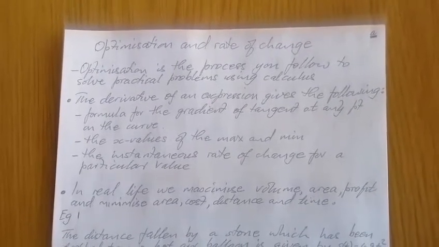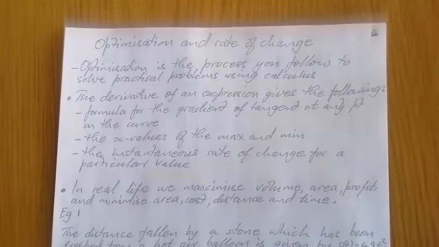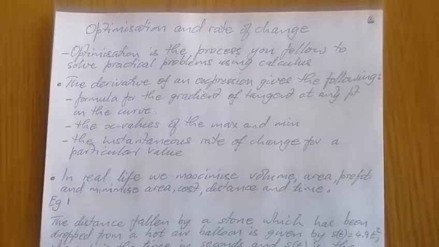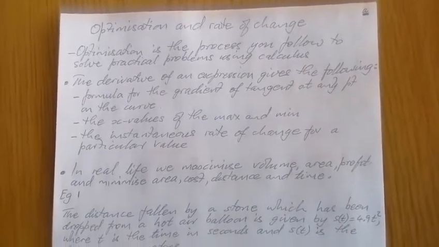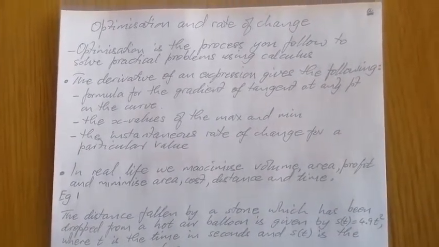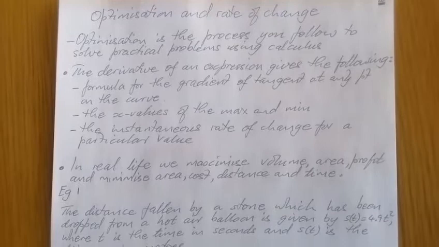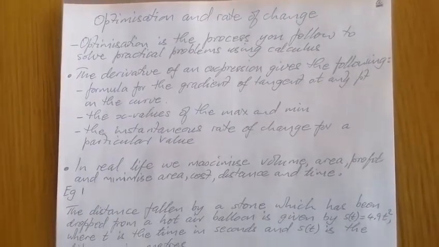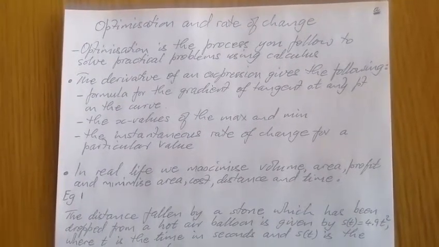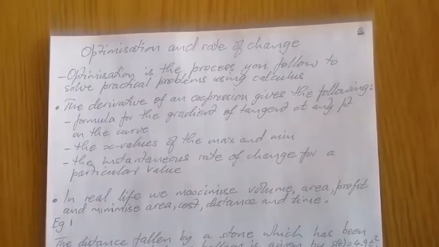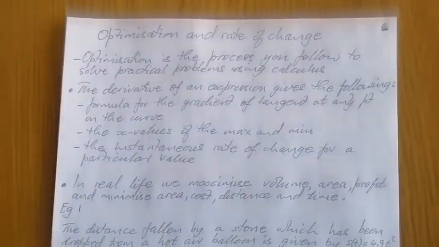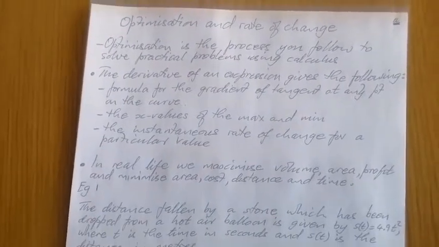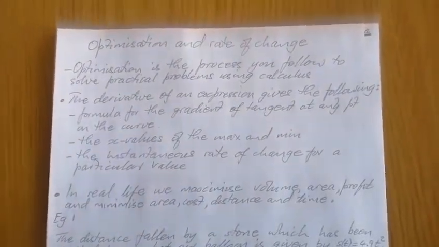It gives a formula for the gradient of a tangent at any point that is on the curve. The derivative also gives the x values of the maximum or minimum points, and the derivative also gives the instantaneous rate of change for a particular value.